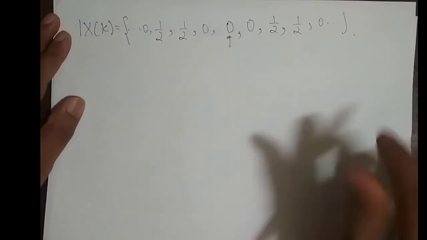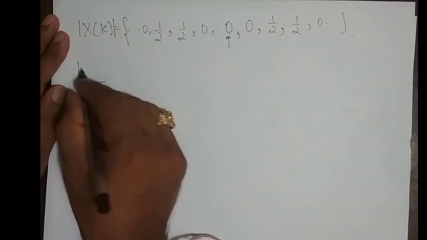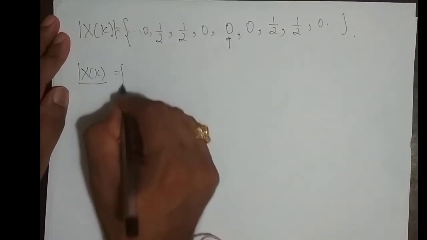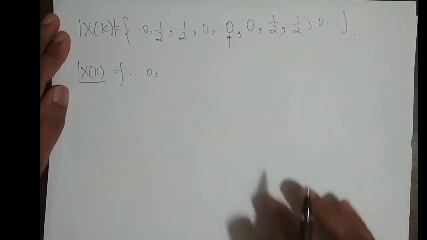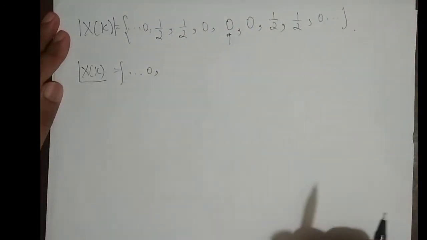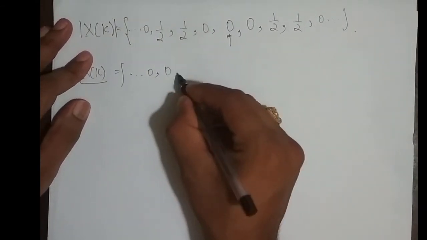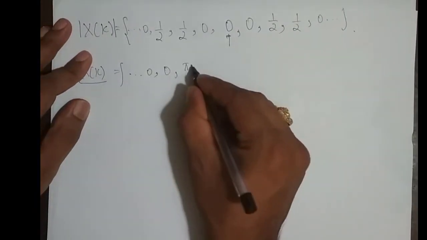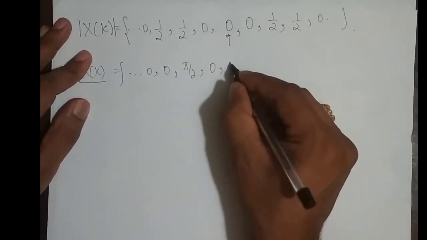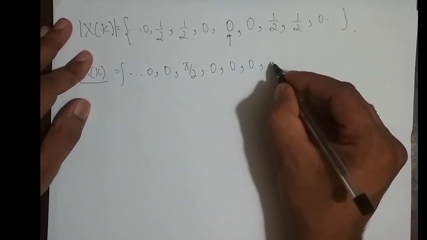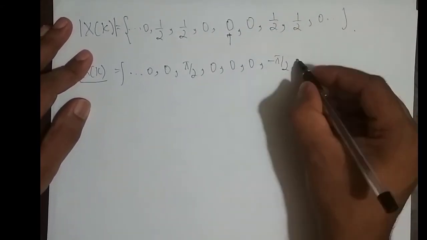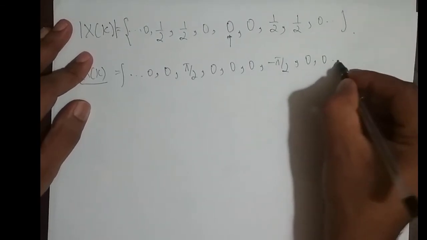Okay, and what about phase angle? Angle of x of k is 0, comma, and since this is a real number, no phase angle, but this is a complex number, it is pi by 2, 0 0 0, this is pi by 2 because it is minus 1 by 2, 0 0 0.